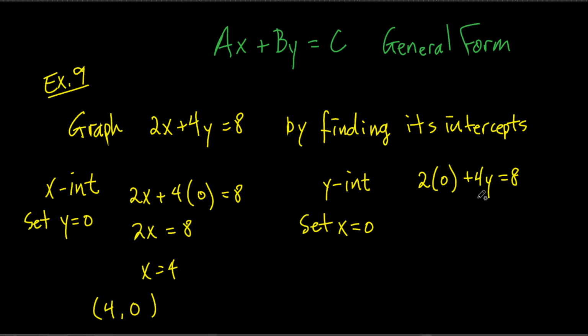Now let's solve for y. 2 times 0 is 0. So it's 4y equals 8. Divide by 4, y equals 2. But that's not our y-intercept. How do we write our y-intercept? x is 0, y is 2.